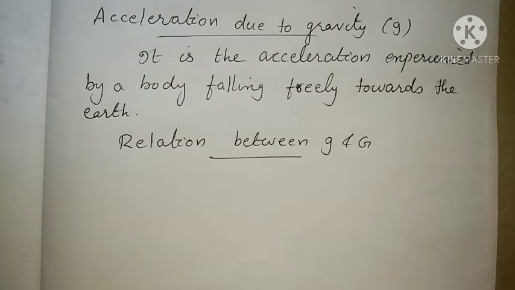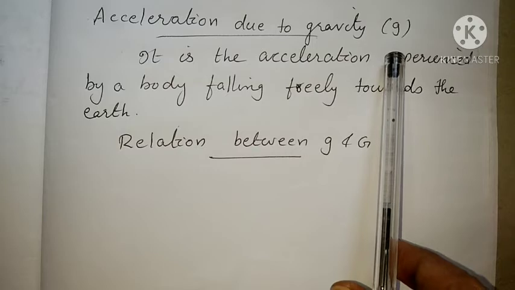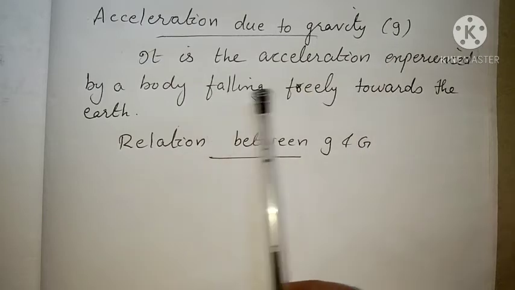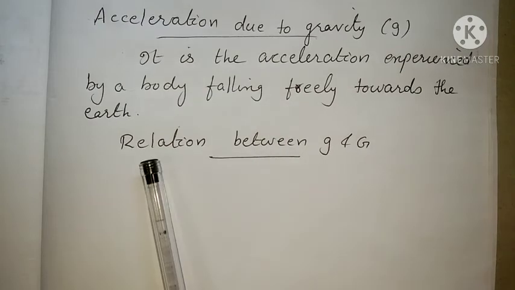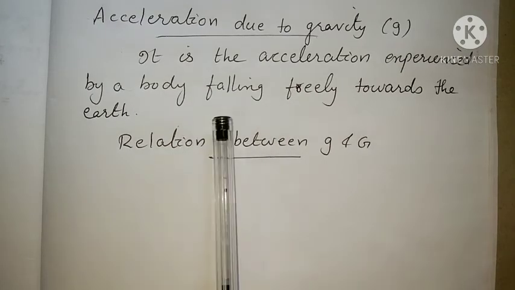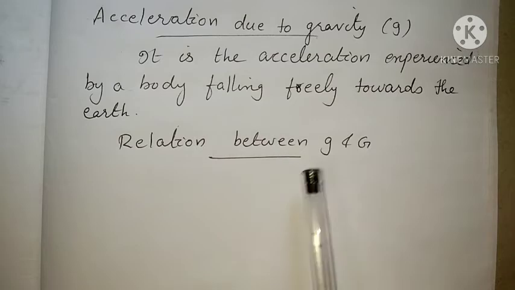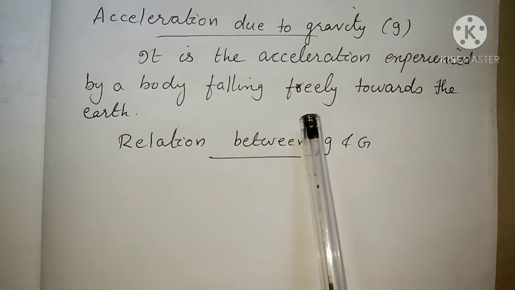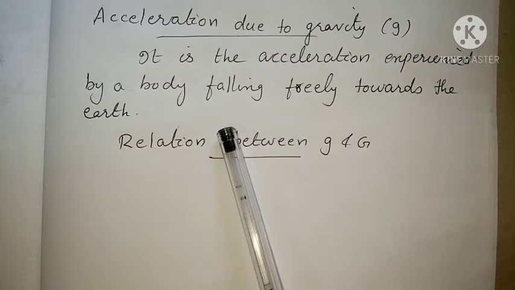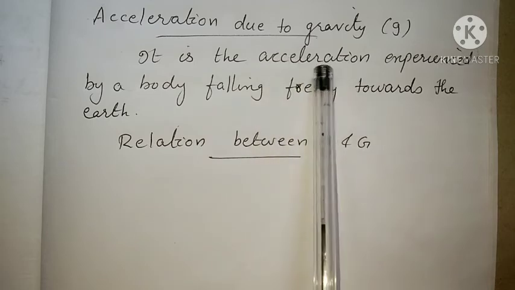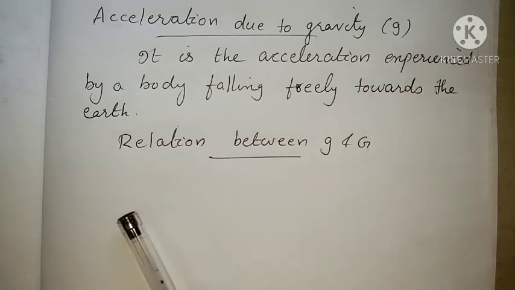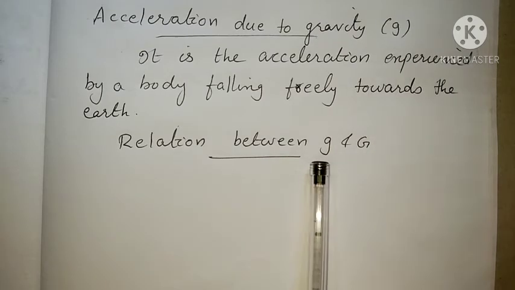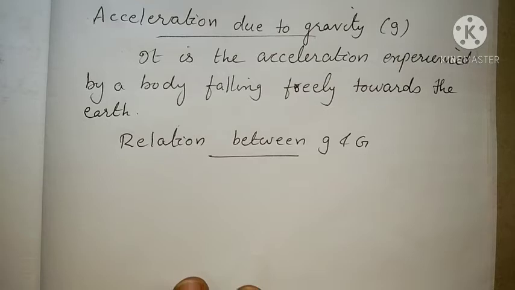Dear children, today we will start with the topic acceleration due to gravity. It is represented by small g. You know that it is the acceleration experienced by a body falling freely towards the earth. You already studied this one. When the body is falling freely towards the earth, then the acceleration of that body is known as the acceleration due to gravity, and it is a constant value. It is represented by the letter small g. Then what is the relation between acceleration due to gravity and gravitational constant capital G?